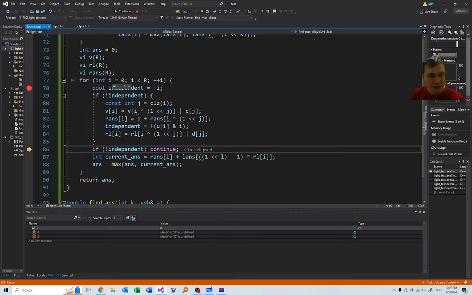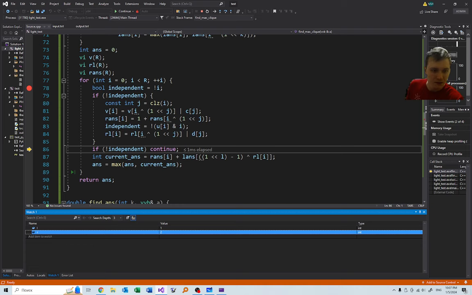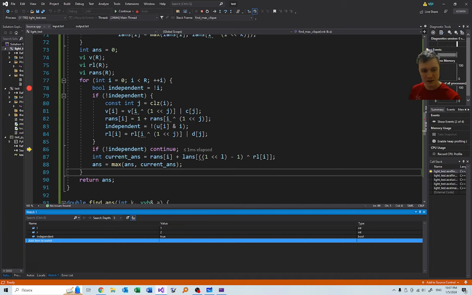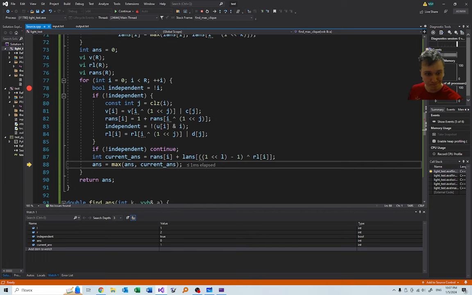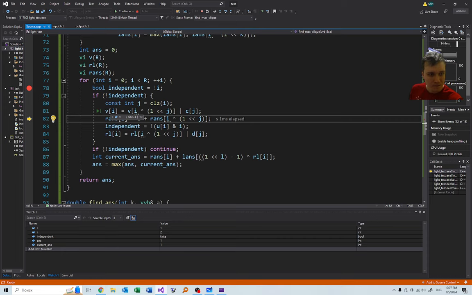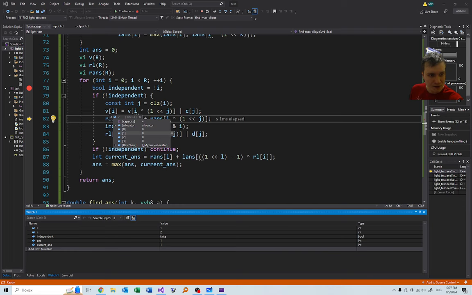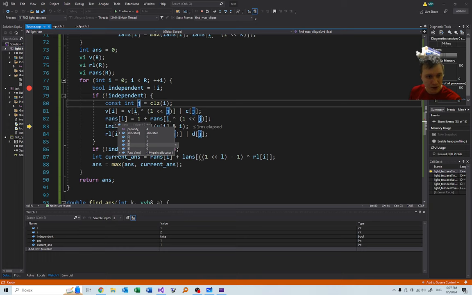Okay, so here we have L is 1 and R is 2, and independent is true. Then let's also look at answer and current answer. So now we take only the second vertex. So what is V I? V first should be 0, yeah. Runs should be 1, and it is 1. Independent should be true, and it is true.